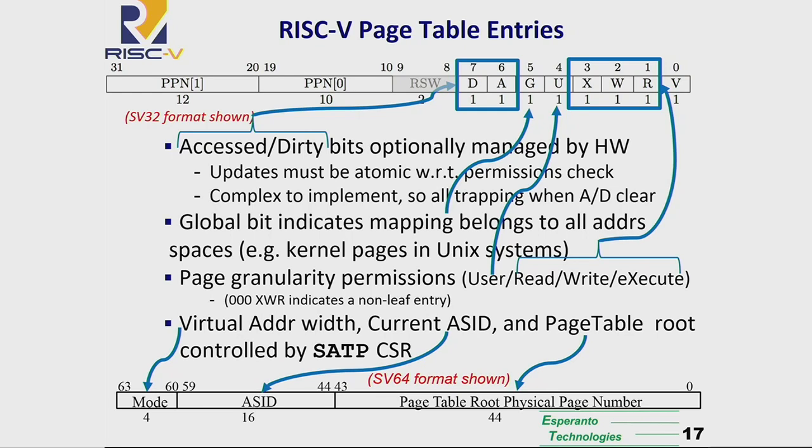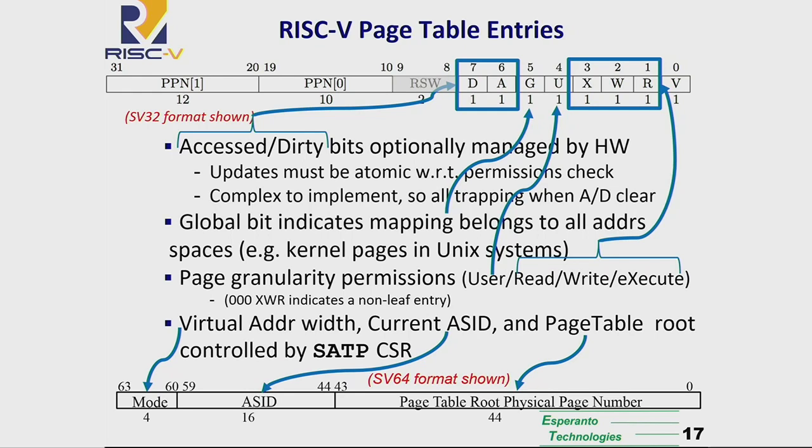At the bottom, there's just your typical valid bit that says this translation is valid, use it. Next thing up, we have the read-write-execute permissions. And there, 000 says you can't execute it, you can't read it, you can't write it. Well, that's not very useful. What it does is indicate that it's a non-leaf entry that says go another level. There's a user permission bit that says user code can access this page. There's a global bit that says pretty much ignore the ASID. This is common to all address spaces, and is typically used for kernel code.